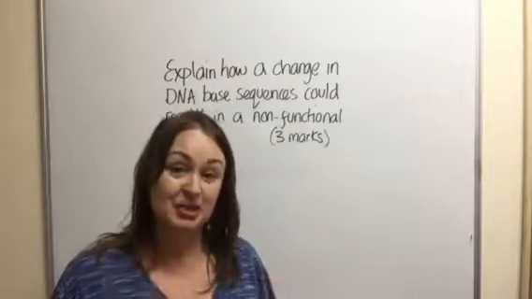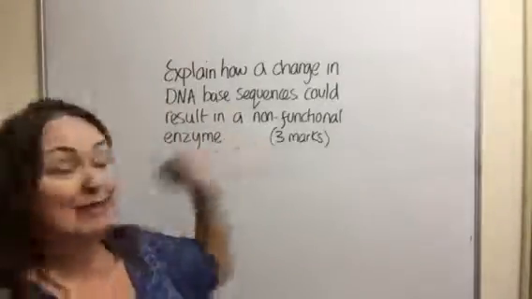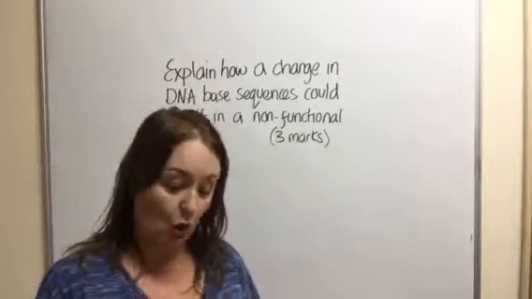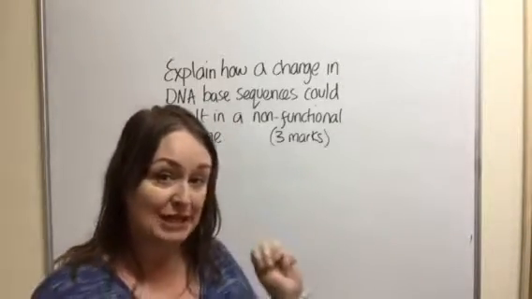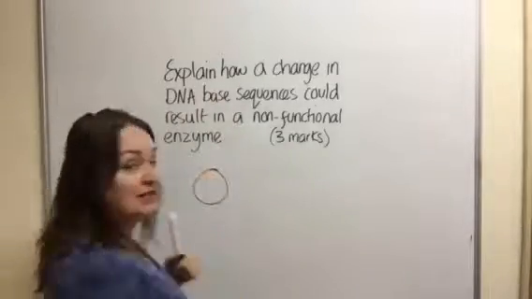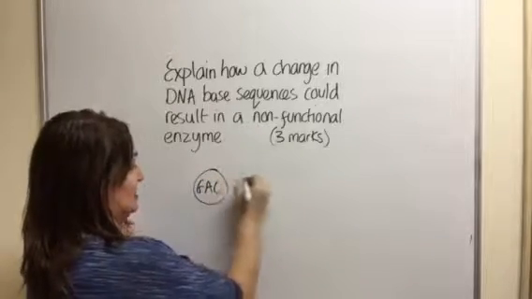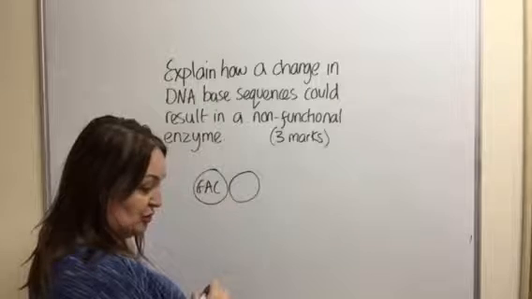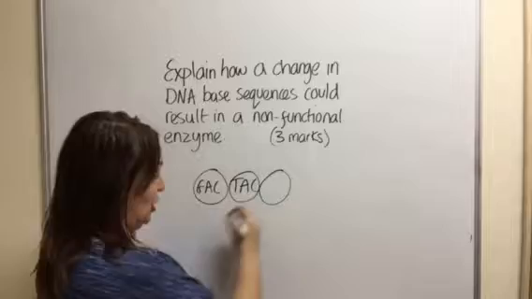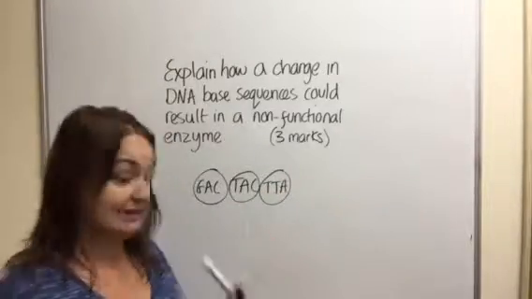Okay, this question can pop up a lot. Explain how a change in the DNA base sequence could result in a non-functional enzyme. Well, remember we need 3 base sequences to code for one amino acid. This amino acid, for example, could be coded for by GAC. This amino acid could be coded for by TAC. This amino acid could be coded for by TTA. Now I'm making that up, but the point is still the same.